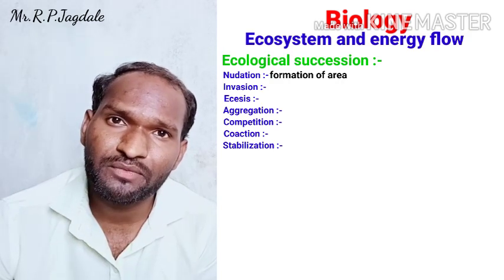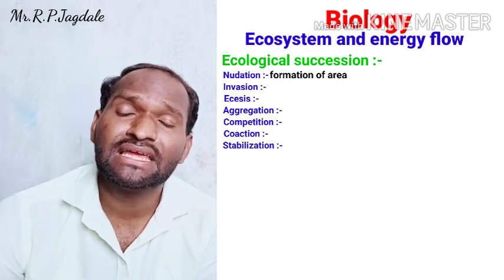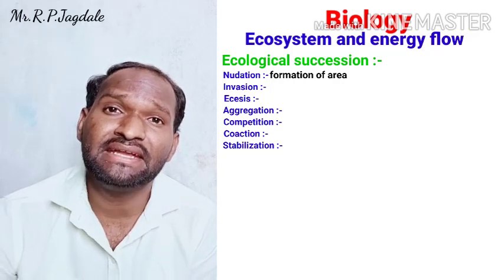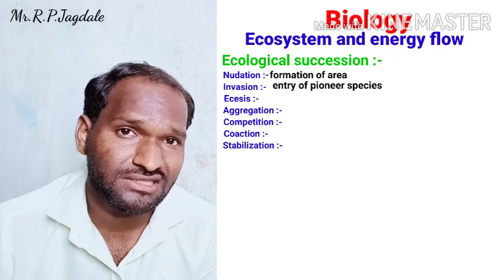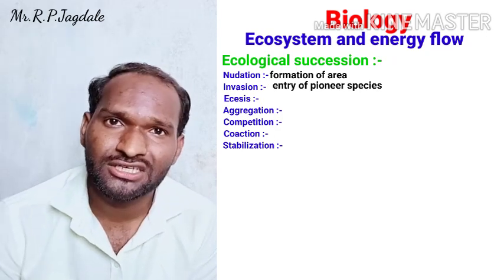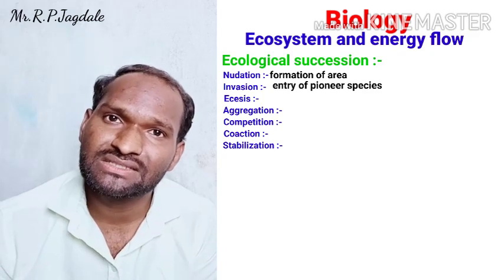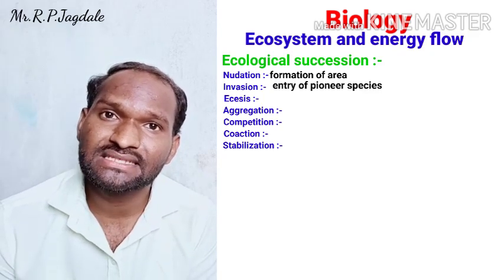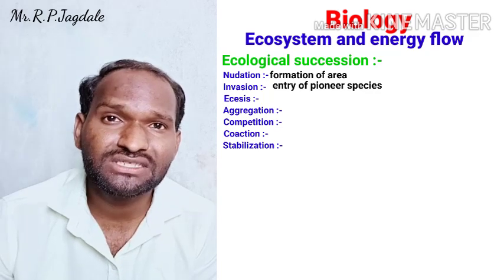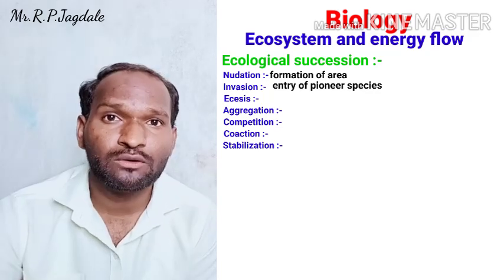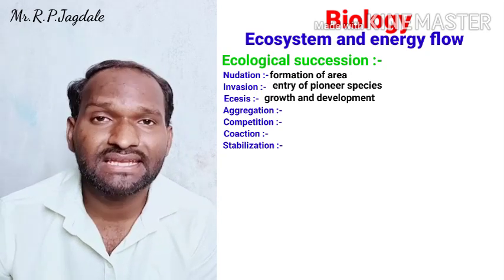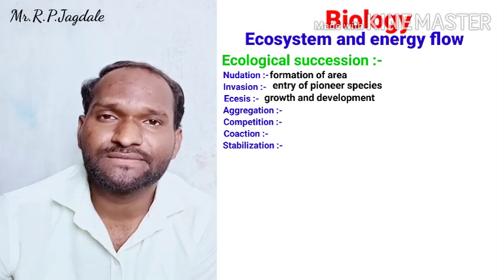After the formation of the area, the second step is called invasion. Invasion means there is an entry of the pioneer species, the species which starts the ecological succession. After that, the next step is ecesis. Ecesis means the growth and development of that pioneer species takes place.